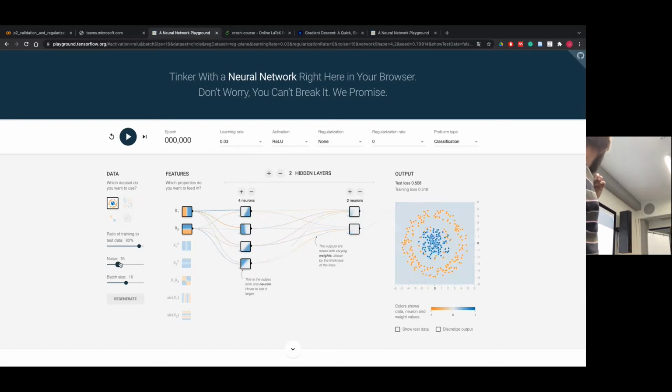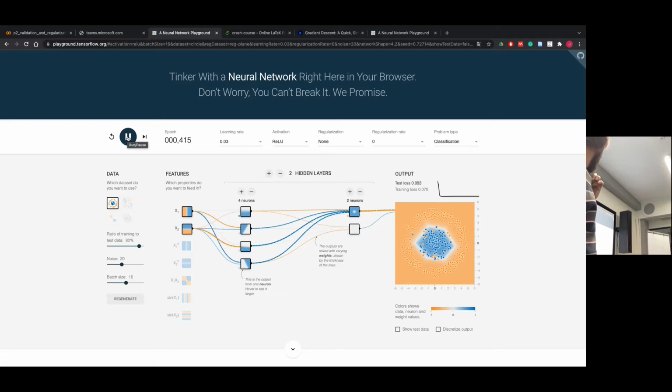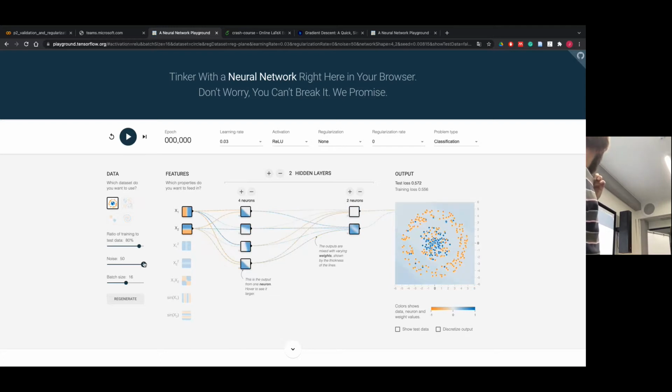Let's add some noise. You see, it still works well. Noise actually improved the result. Sometimes a bit of noise can improve the result. It's true, if you make too much noise, maybe not so much.